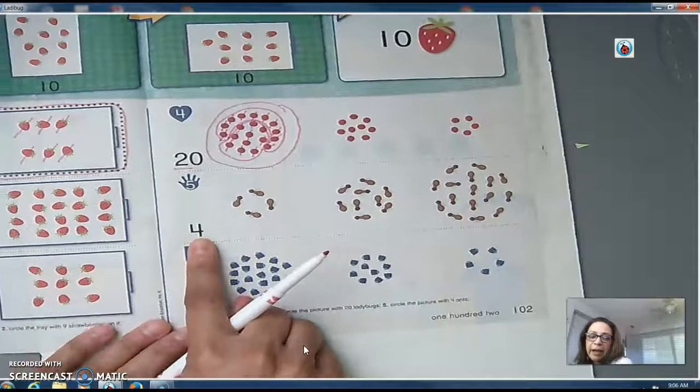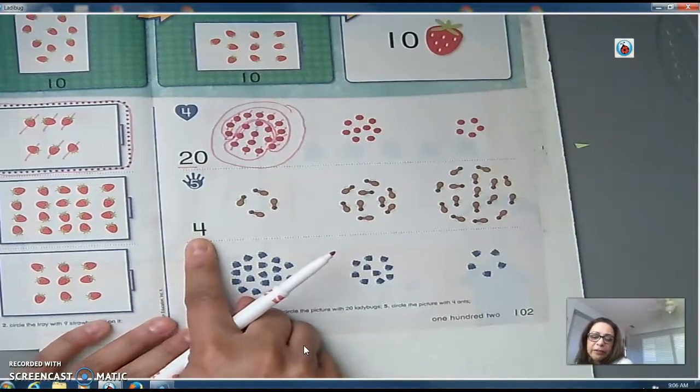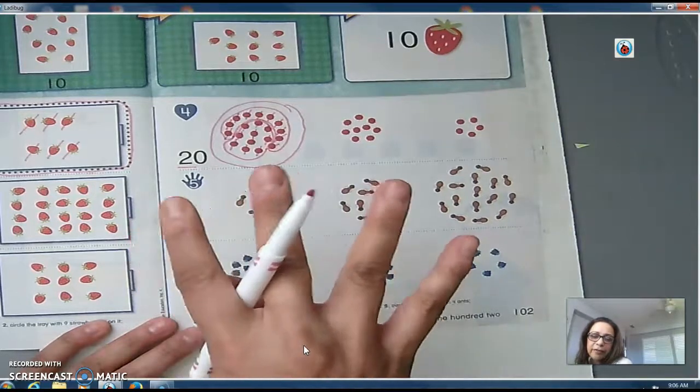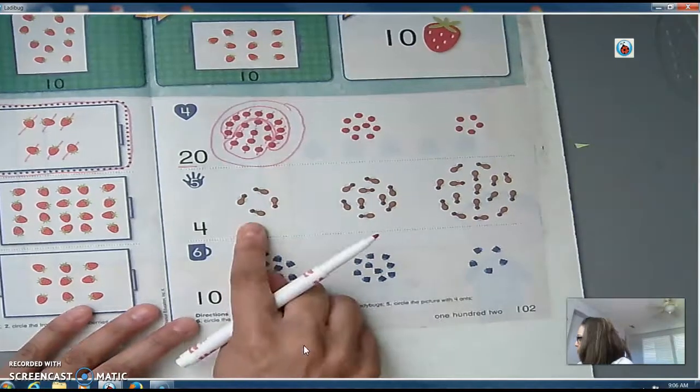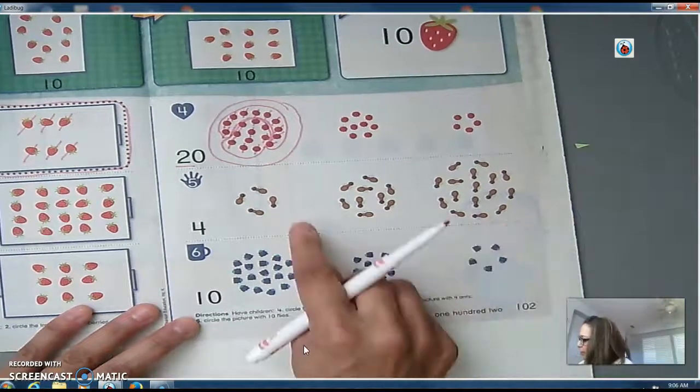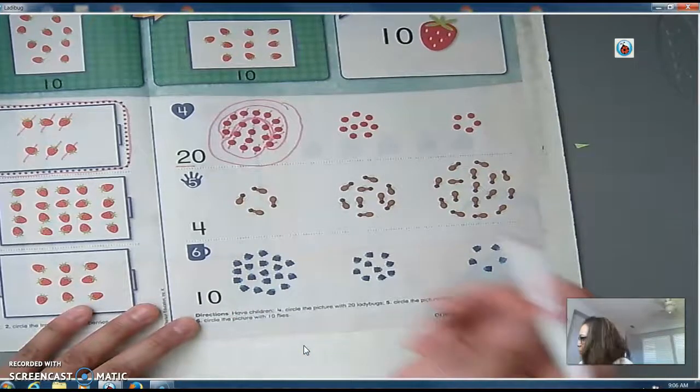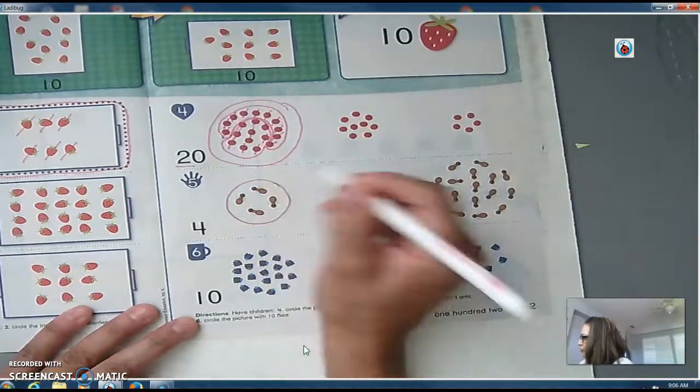Whoa, look at that. Now we're down to 4. Just 4 things. Show me 4 fingers. We know which one that would be, right? All right, so we know that would be this one because these are way too big. So let's count. 1, 2, 3, 4. Yep, we're right. Let's go ahead and circle.